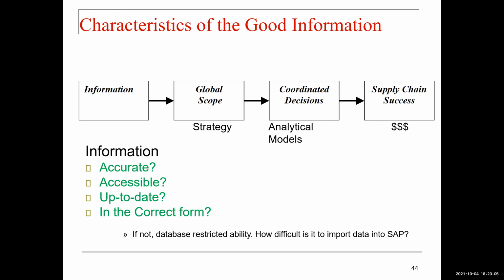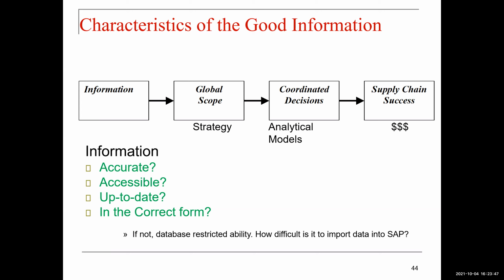Characteristics of good information. You have information, you can use that to design your strategy, global scope. So you have a good understanding of the demand. You have a good understanding of how your product can fit that demand. And then you can develop your strategy. And then using that information, you can coordinate your decisions using analytical models, and that can get you to success in terms of planning your supply chain. What type of information? Information has to be accurate, accessible, up-to-date, and in the correct form, in a format that you can use.